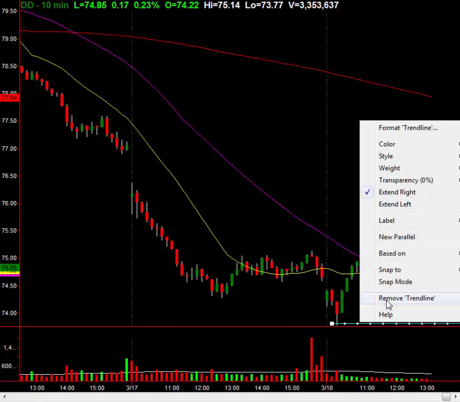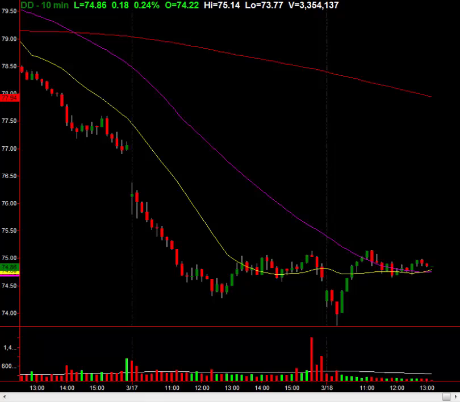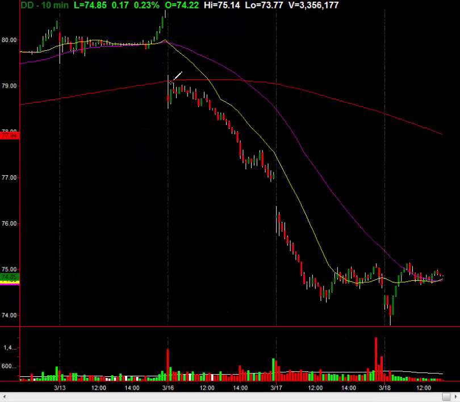Now, how did we know that was going to be the low? Let's talk about it. Let's dissect it. Let's learn from it. All right, first things first. The first thing I look for on charts is a short-term major oversold nature.